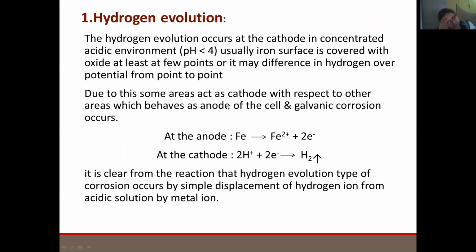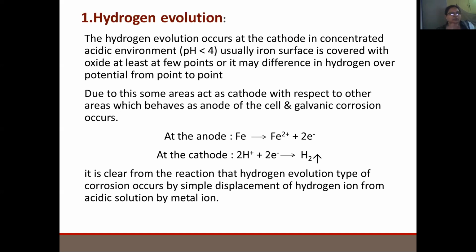So the hydrogen evolution occurs at the cathode in concentrated acidic environment. Usually, iron surface is covered with oxide at least at a few points, or there may be a difference in hydrogen overpotential from point to point. So due to this, some areas act as cathode with respect to other areas which behave as anode of the cell, and galvanic corrosion takes place. So that is Fe giving rise to Fe2+ plus 2 electrons, and 2H+ plus 2 electrons gives H2.